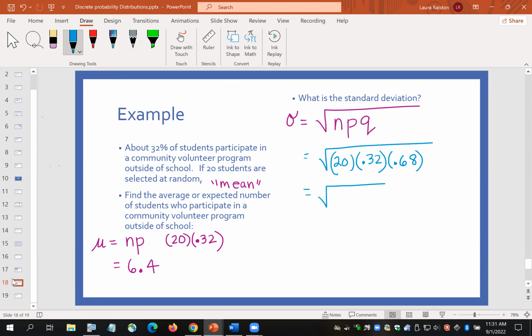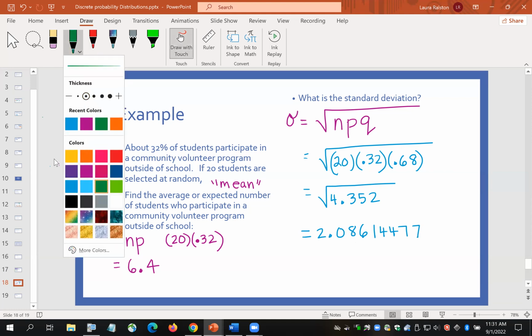And I'm going to walk this through longhand. So we do the multiplication, 20 times 0.32 times 0.68 gives me the value 4.352, and then I'm going to take the square root of 4.352, and I get 2.0861447.